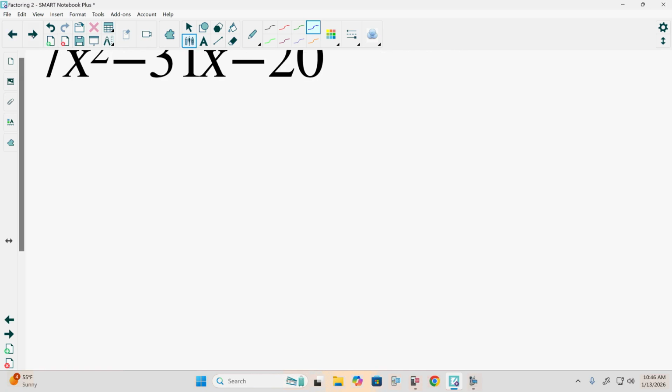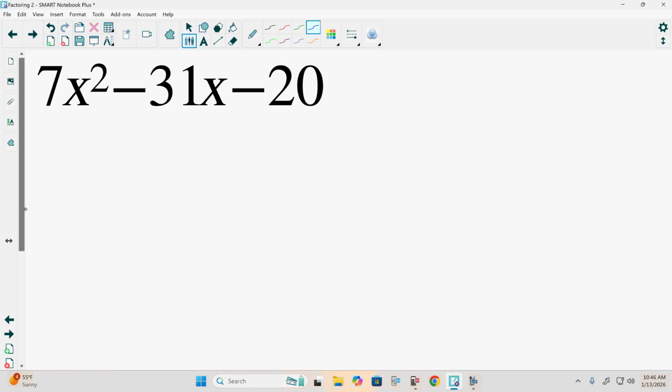And I find that is a good way to check, where if we're looking at something like 7x squared minus 31x minus 20, I'm trying to factor it, I'm working on it. Let me throw it in here, just to make sure it does factor. Okay, it does. I might be missing a factor, because if we looked at this here, this does factor.